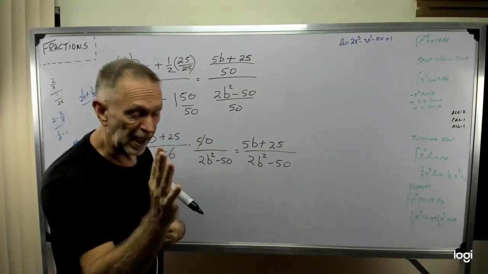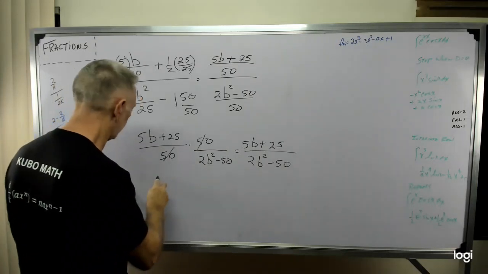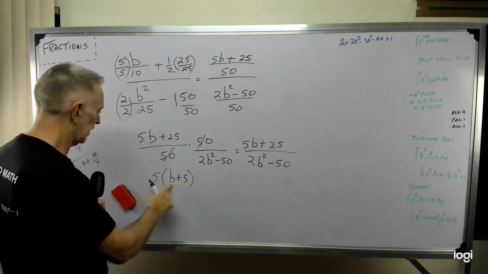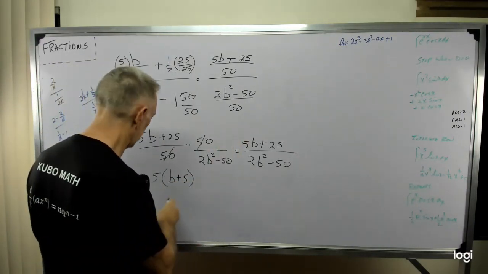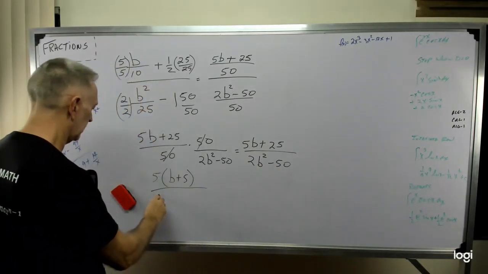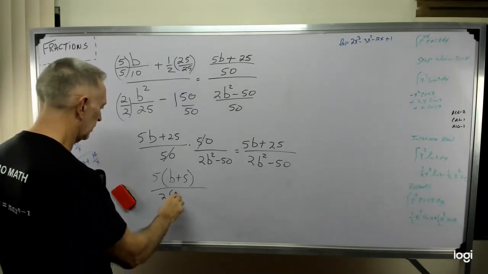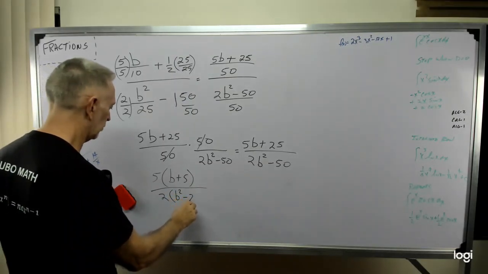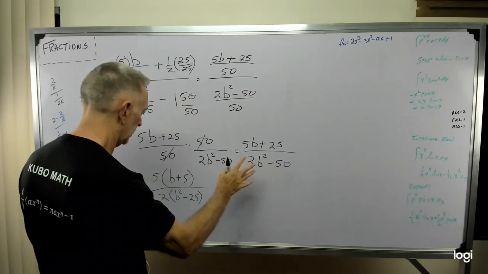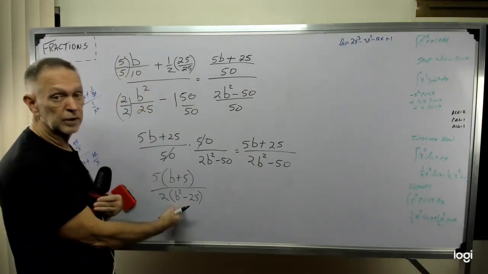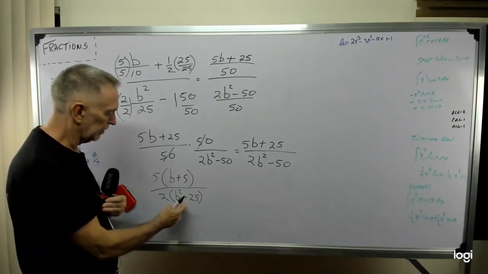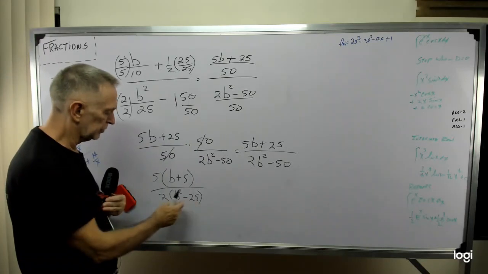When in doubt, factor. So I can factor out 5 times b plus 5. So that's 5b plus 25. Let me factor a 2 out of this one on the bottom. 2 times b to the second power minus 25. So that's 2b squared minus 50. Well, you'll notice this one is the difference between two squares. This would be b minus 5 times the parentheses of b plus 5.